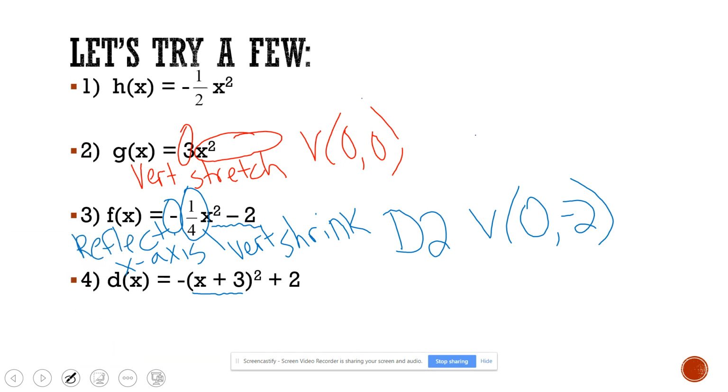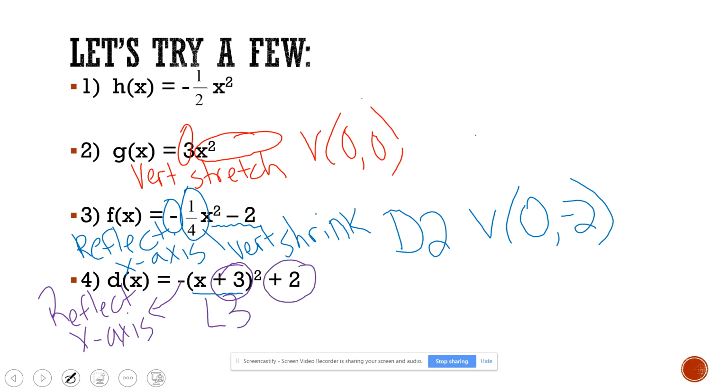Example 4. The negative, again, is a reflect over the x-axis. This +3 is left 3, and the +2 on the outside is up 2. So our vertex is at -3, +2.